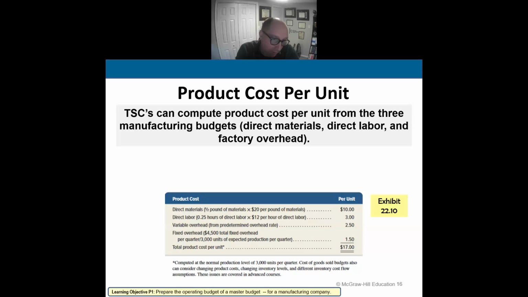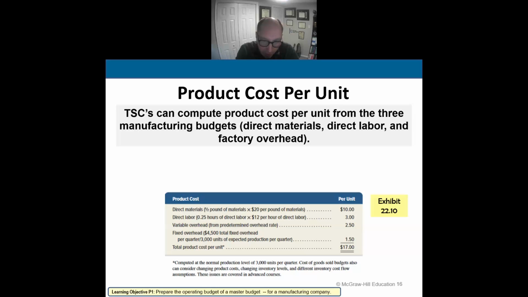We also said, based off of our labor budget, it takes about 25 minutes or a quarter of an hour to make one single hockey stick. And our employees earn $12 per hour. So we take 0.25 or a quarter of an hour times $12 per hour. That gives us a direct labor cost of $3 per hockey stick.